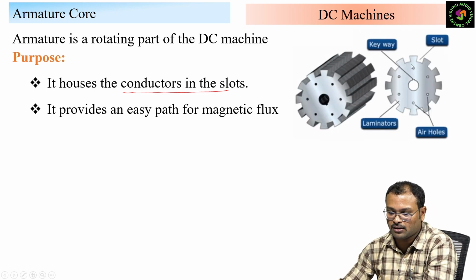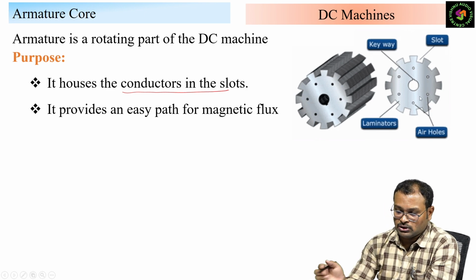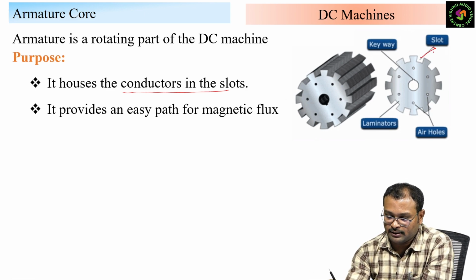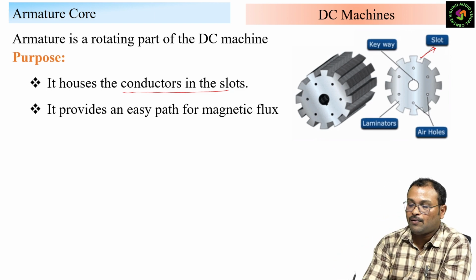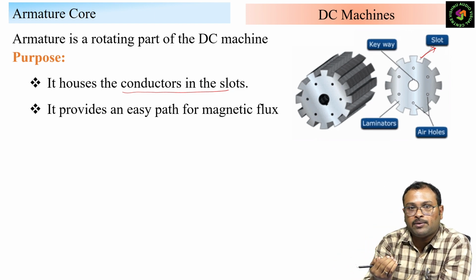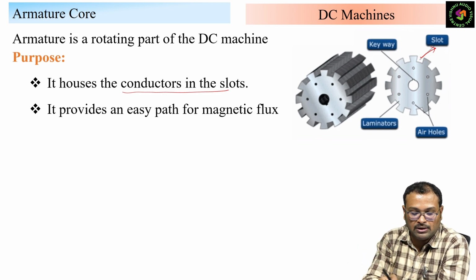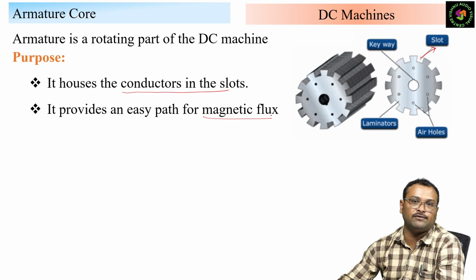So this is the armature core, the complete core. If you take one lamination, it has the slots. This is the slot. These slots provide the house for the armature conductors. It also provides the path for whatever flux is coming from the field. That is the main purpose of this.